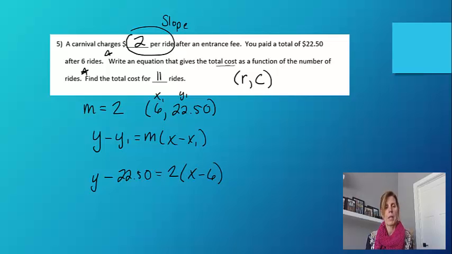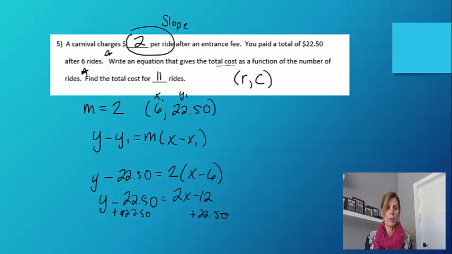And then from here, it's just a matter of cleaning it up. So I'm going to get rid of my parentheses first. So I'll have y minus 22.50. If I distribute that, that will be 2x minus 12, whether you used arrows or the area model. And then from here, just continuing to clean it up, I'm going to add 22.50 to both sides. Notice I always add it to the number without the x on it. So I'm going to have y equals 2x minus 12 plus 22.50, which would be positive 10.50. All right, so from here, that's my equation.